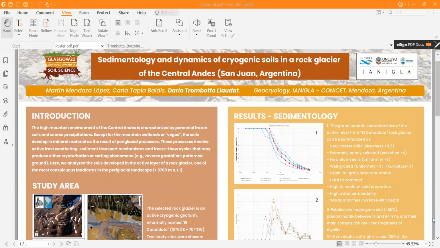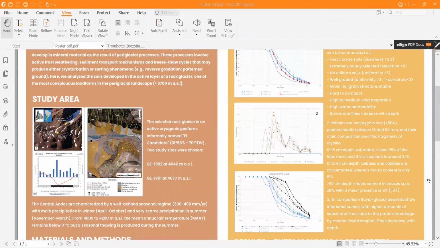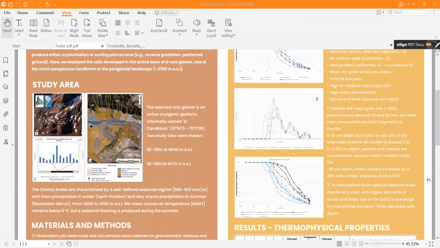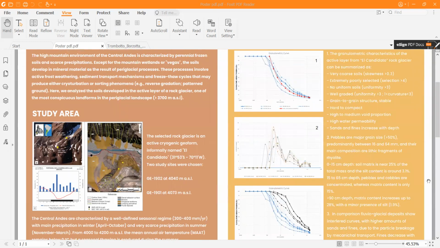These processes involve active frost weathering, sediment transport mechanisms, and freezing and thawing cycles that may produce either cryoturbation or sorting phenomena, for example, river gradation and patterned ground. The selected area is an active cryogenic geoform, a rock glacier, which is a supersaturated geoform with ice and permafrost dynamics. These geoforms are characteristic and frequent in the Central Andes.